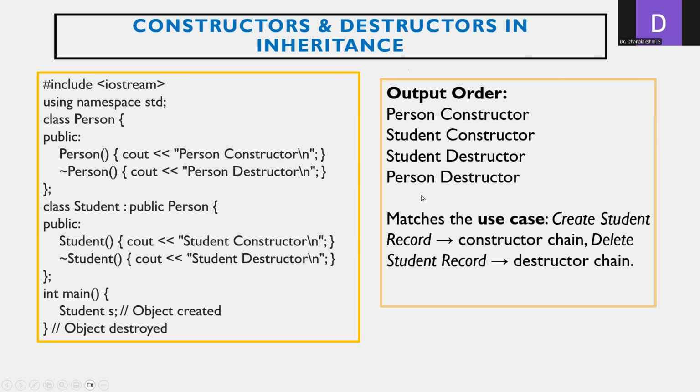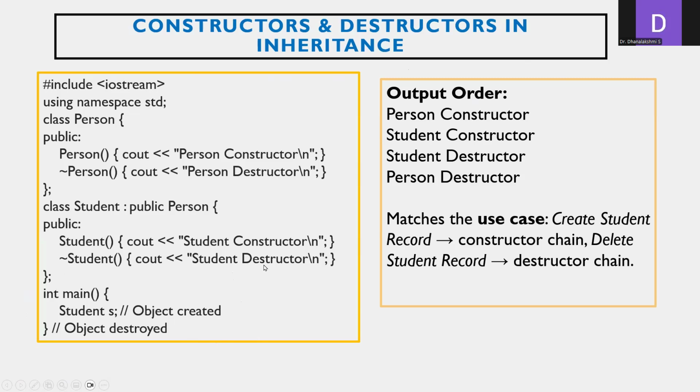Coming to the object destructor. When the program reaches the end of the main function, the object goes out of scope. So it's time to destroy it now. Now C++ does it in the reverse order. It first calls the derived class destructor, that is the tilde symbol with the student.